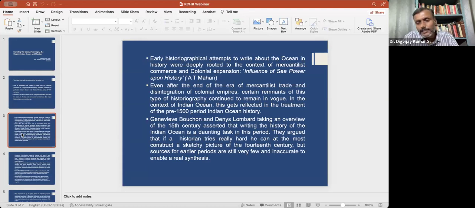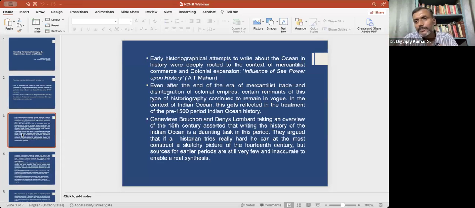So Ashin Das Gupta, M.N. Pearson, and more directly K.N. Chaudhuri, influenced by the ideas of Fernand Braudel, tried to write the history of the Indian Ocean. And what informed these writings is that they worked to develop a narrative in which the Indian Ocean would emerge as a space which has a historical unity. That is something Braudel did in the case of the Mediterranean. He says the Mediterranean world has a fundamental unity which can be seen in terms of the structures that were formed in the longue durée.